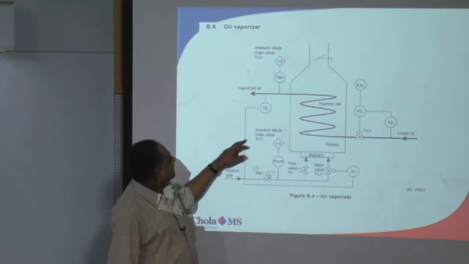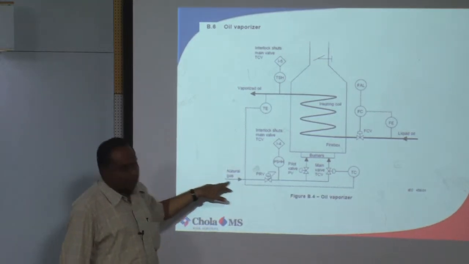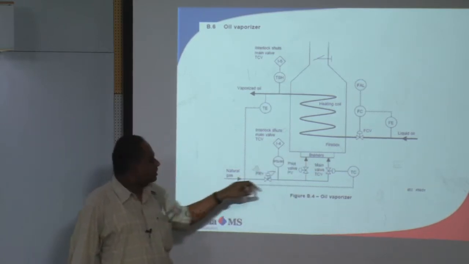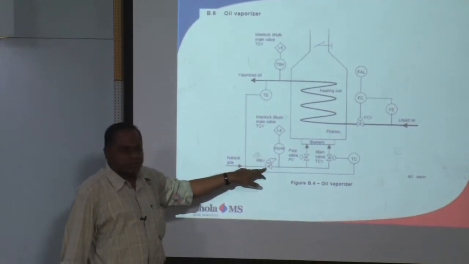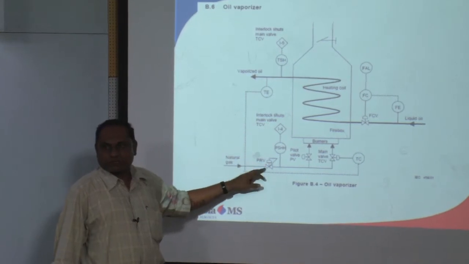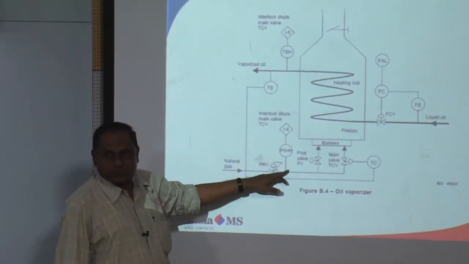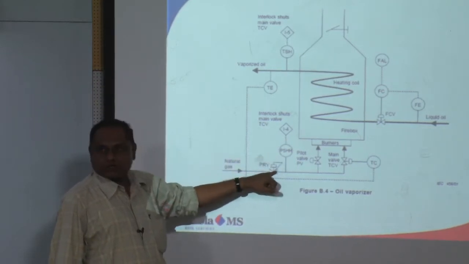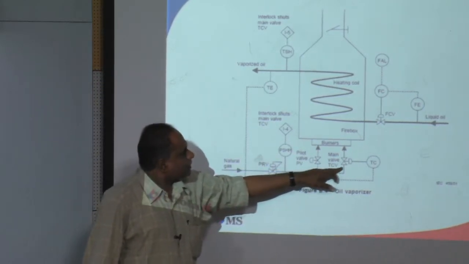Okay, then what else do we have? We have natural gas for heating this furnace. So what are the safeguards here? We have a pressure regulating valve. It's coming in at, say, 3 kgs. If it goes above that, it will cut off. Pressure regulating valve, and then a pressure switch. If it goes above that, this pressure switch will cut off this control valve. Okay. Then we have this main control valve.